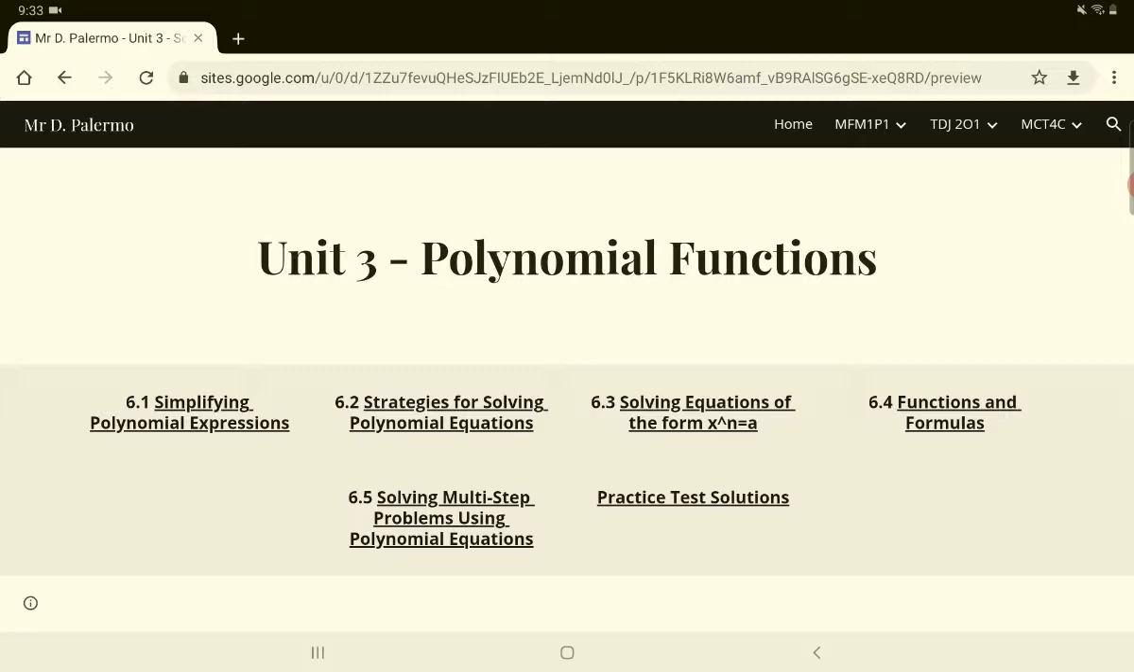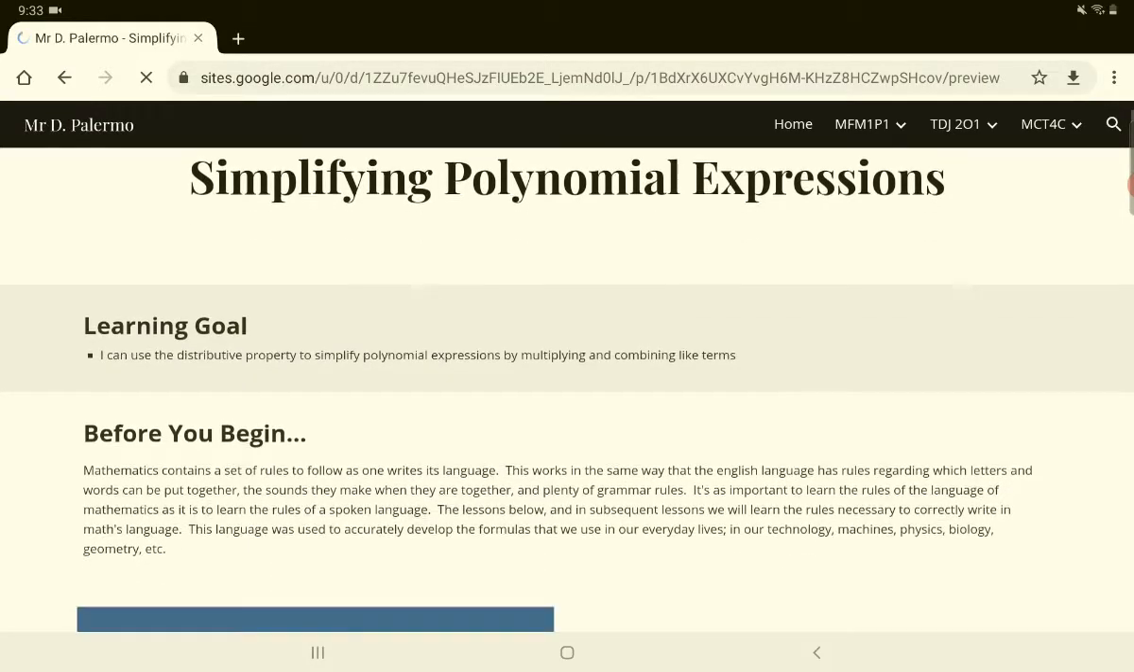So that's ultimately the goal, is to learn the rules necessary to get to the end of the unit where we're going to be given word problems, where we'll have to use different formulas and be able to manipulate those formulas to solve for different variables within the formula. All right, so we are starting with simplifying polynomial expressions.